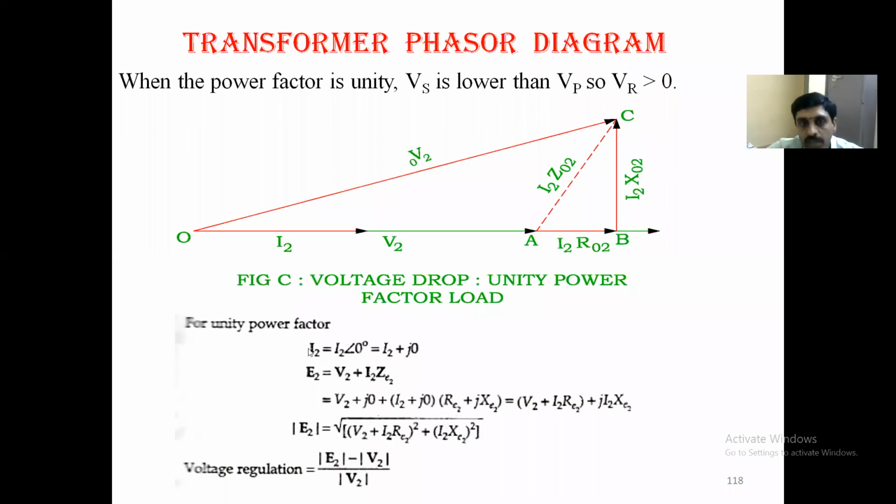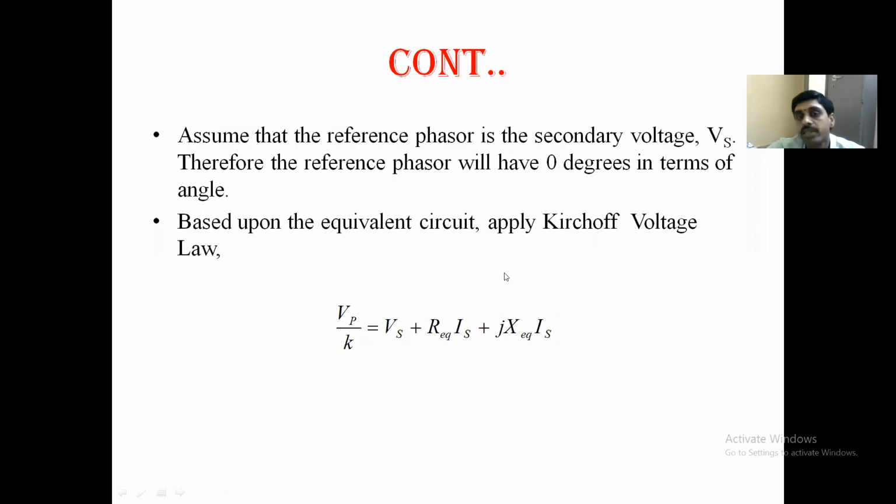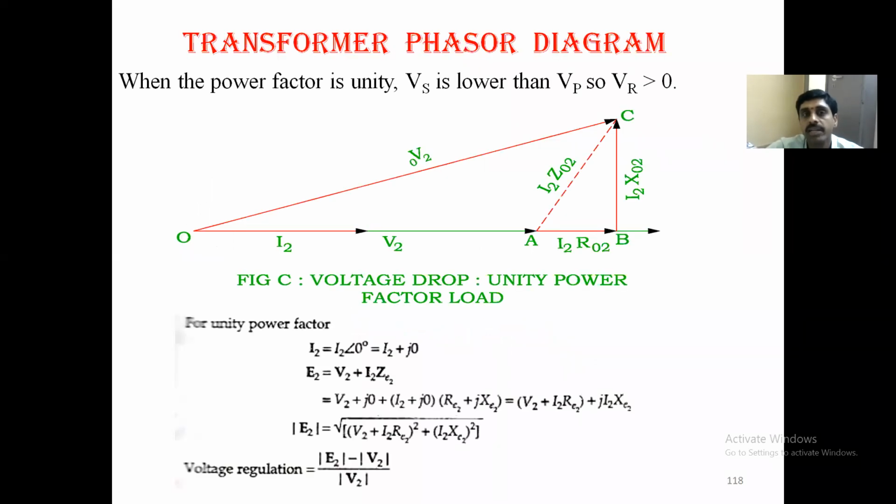Okay. So based on the equivalent circuit, we can write VP by K is equal to Vs plus R equivalent into secondary current, plus jX equivalent into secondary current. So this is the equation you can write from the equivalent circuit. Let us go to the phasor diagram. From the phasor diagrams, we are going to discuss the voltage regulation formulas.